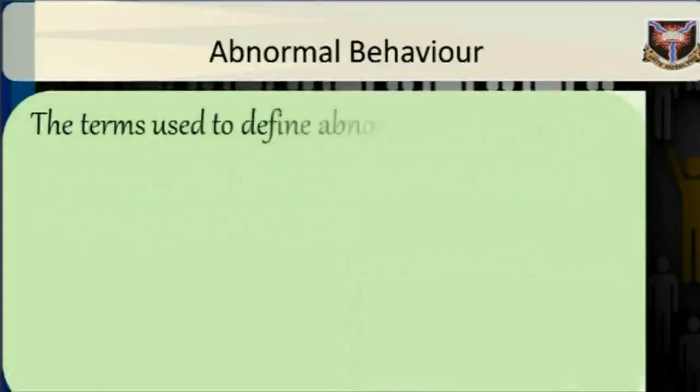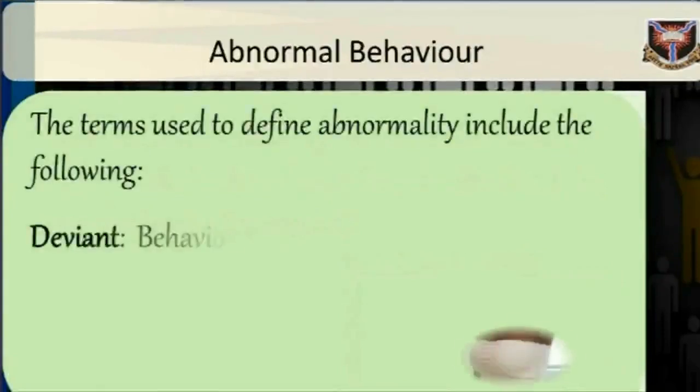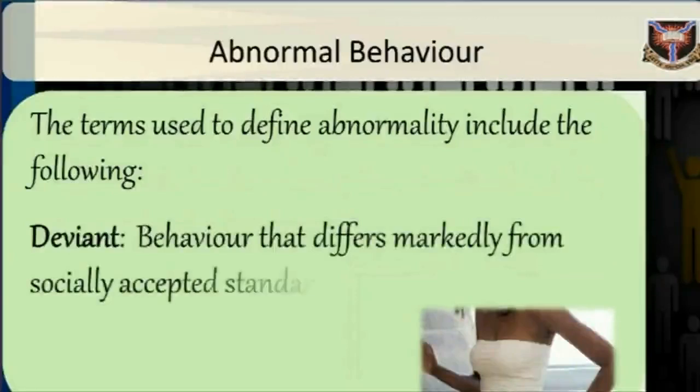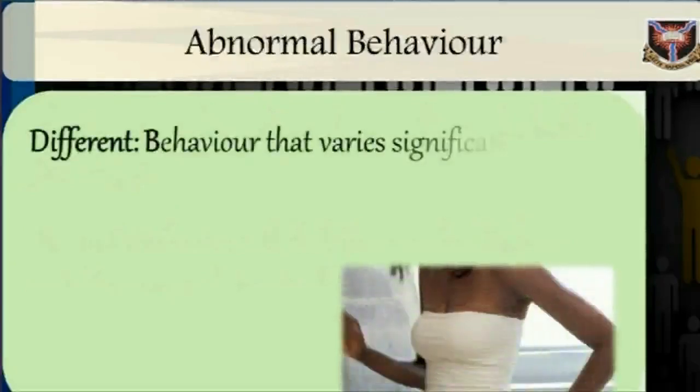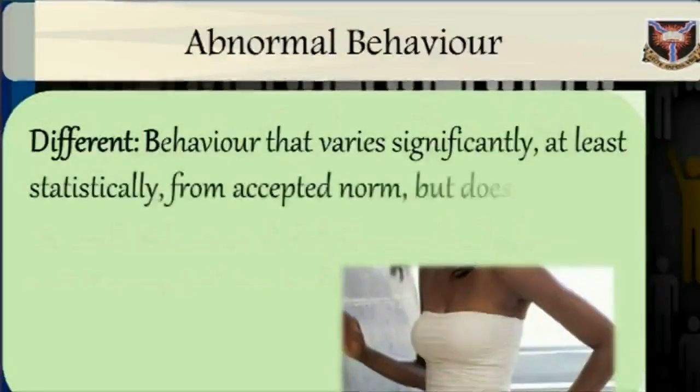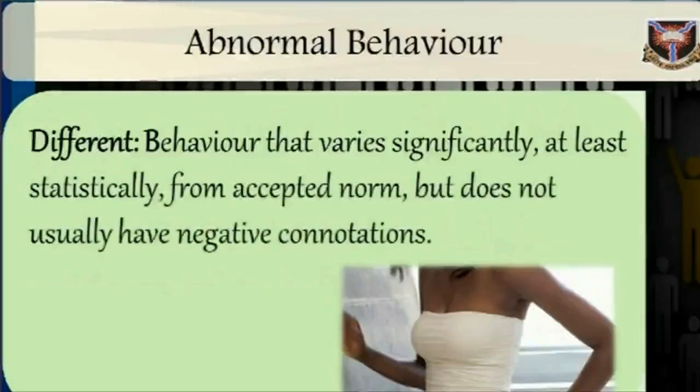The terms used to define abnormality include the following. 1. Defiant. This refers to a behavior that differs markedly from socially accepted standard of conduct. 2. Different. This suggests a behavior that varies significantly, at least statistically, from accepted norm, but does not usually have negative connotations.